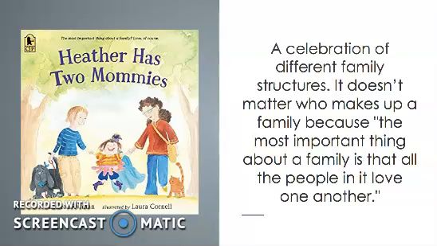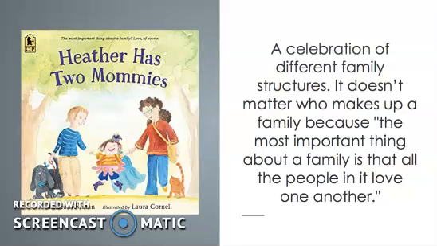In response, her teacher, Miss Molly, tells the students to all draw pictures of their families. It is apparent in each picture that no two families are the same. Miss Molly explains that each family is special. The most important thing about a family is that all people in it love one another. This book is about acknowledging that no two families are the same and that there are many different family structures that exist, not just the traditional family structure.